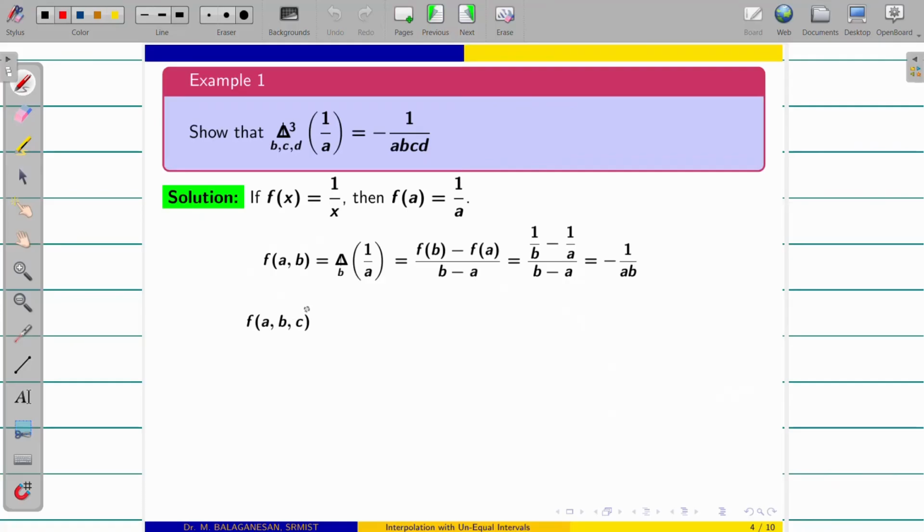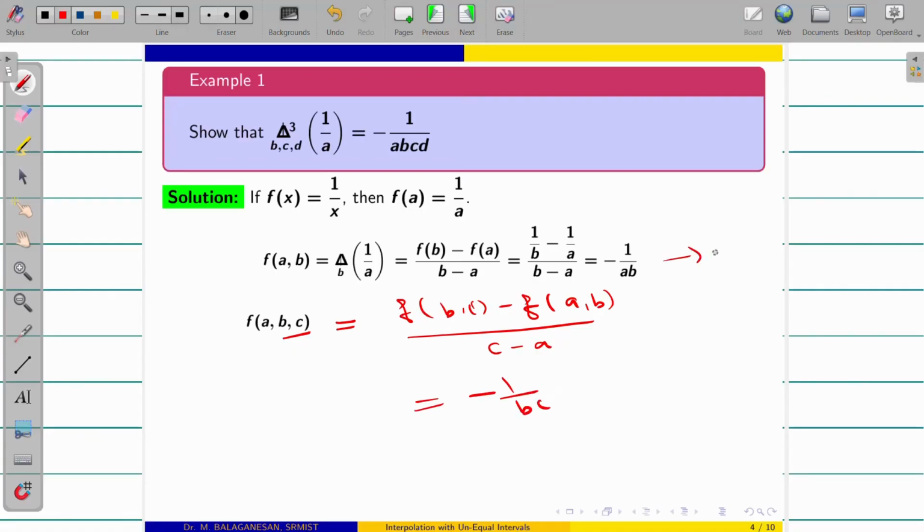Now tell me, explain the divided difference concept for three arguments. There are three arguments. So take the last two, f of last two, b comma c, minus f of first two, a comma b, divided by last value minus first value, c minus a. So what is f of bc? F of ab is minus 1 by ab. Then f of bc is similarly minus 1 by bc, using this equation 1.